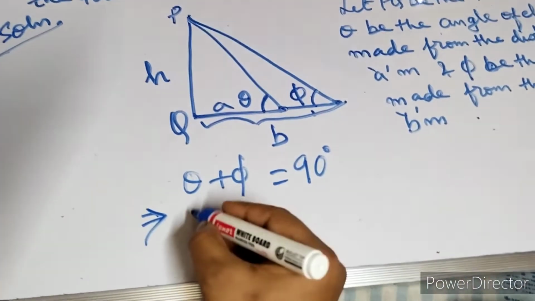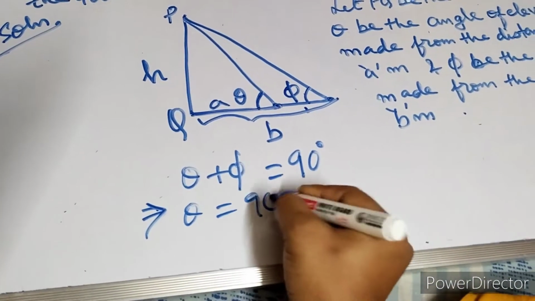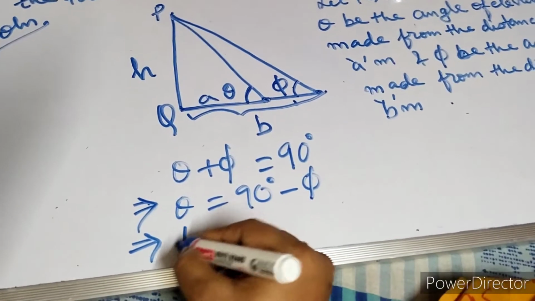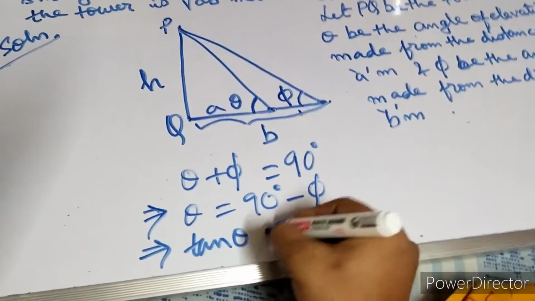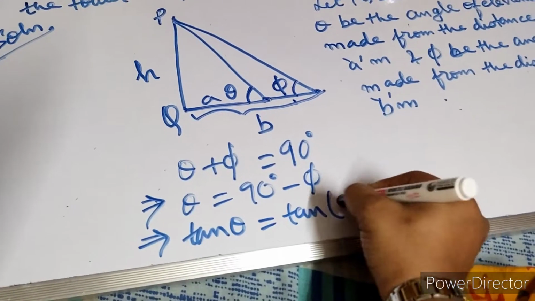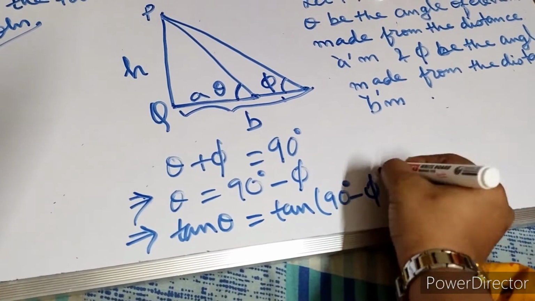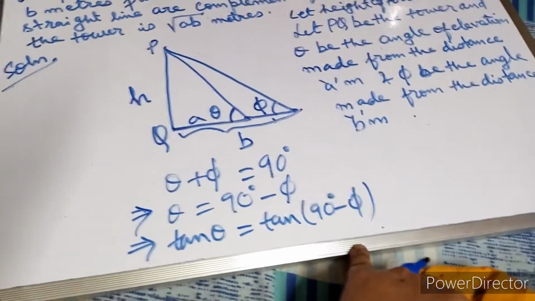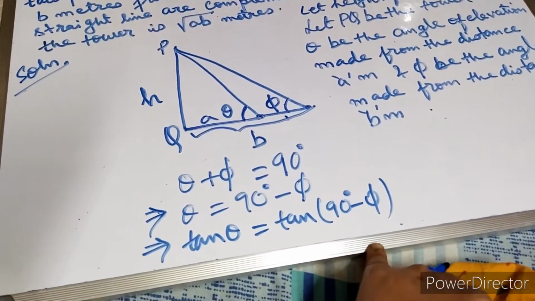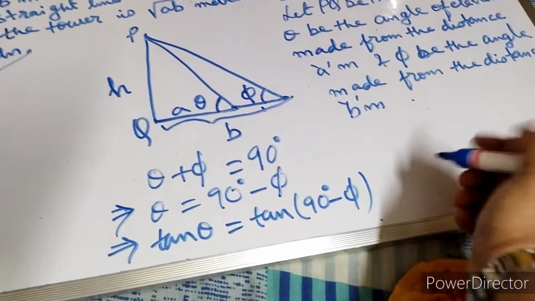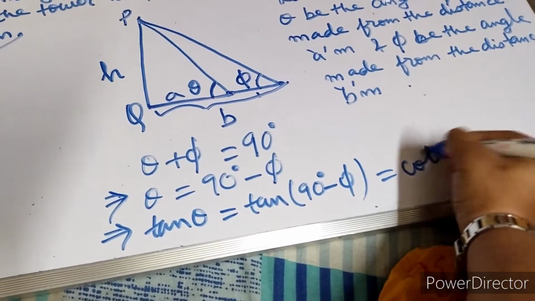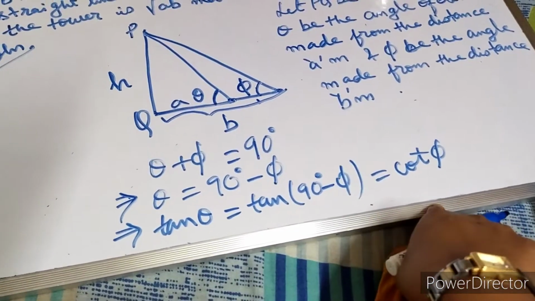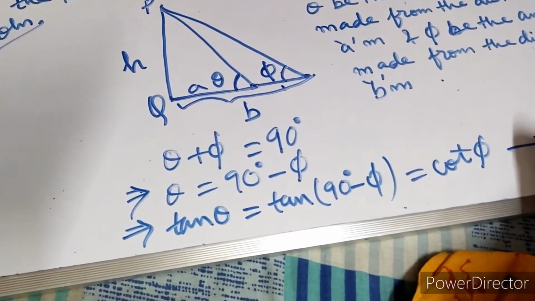See, first we have theta equal to 90 minus phi, then tan theta equals tan of 90 degree minus phi. Tan of 90 minus theta, you have read it earlier, is cot theta, so it is cot phi. So tan theta equals cot phi. Okay, this is one relation.